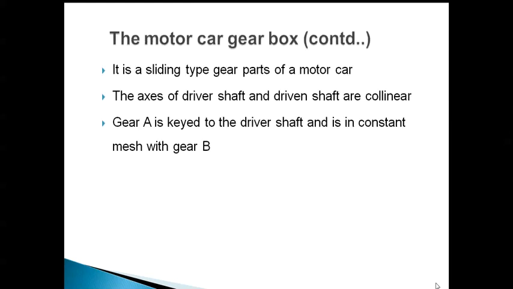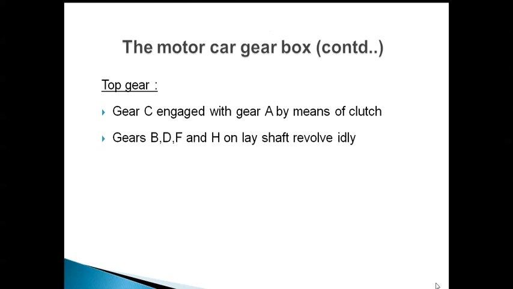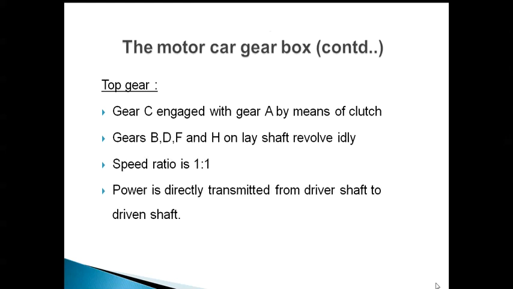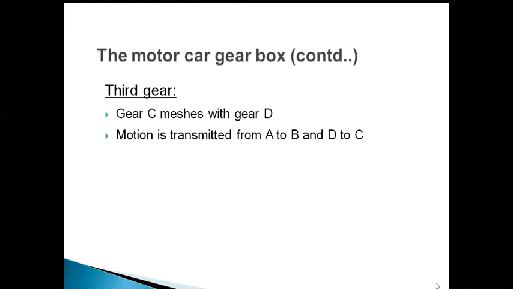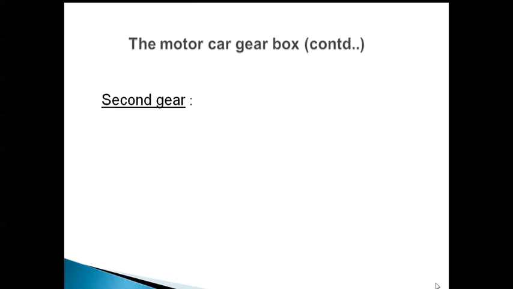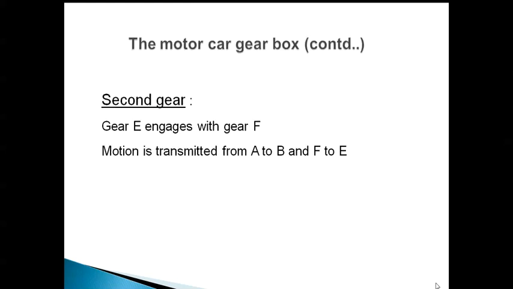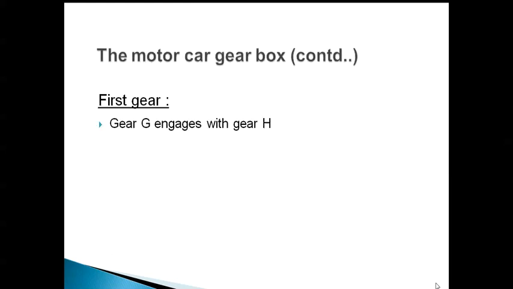Here, for the top gear, there is no speed reduction. That is a 1:1 ratio. The power transmission will take place by using the clutch. For the third gear, C is meshed with D. Then train value is NC by NA equal to TA into TD by TB into TC. For the second gear, train value is NE by NA equal to TA into TF by TB into TE.